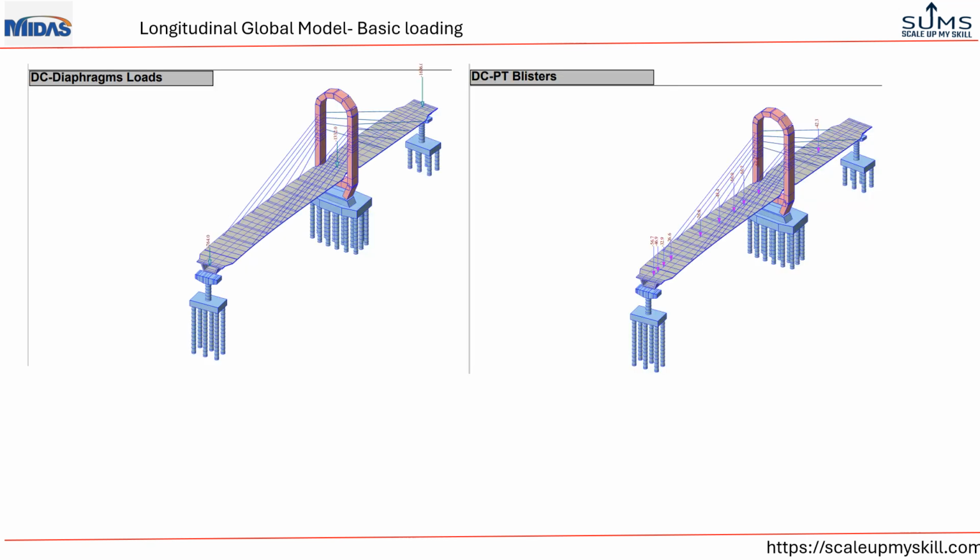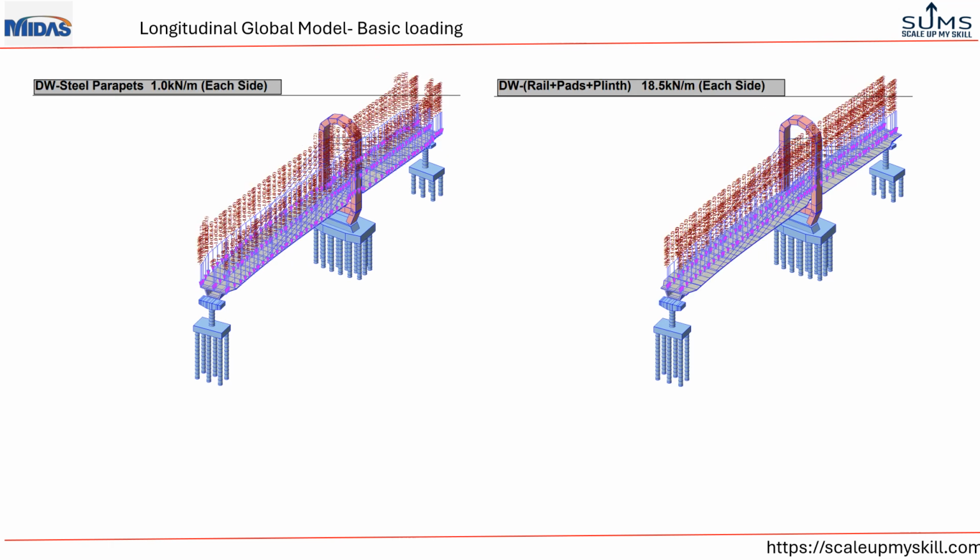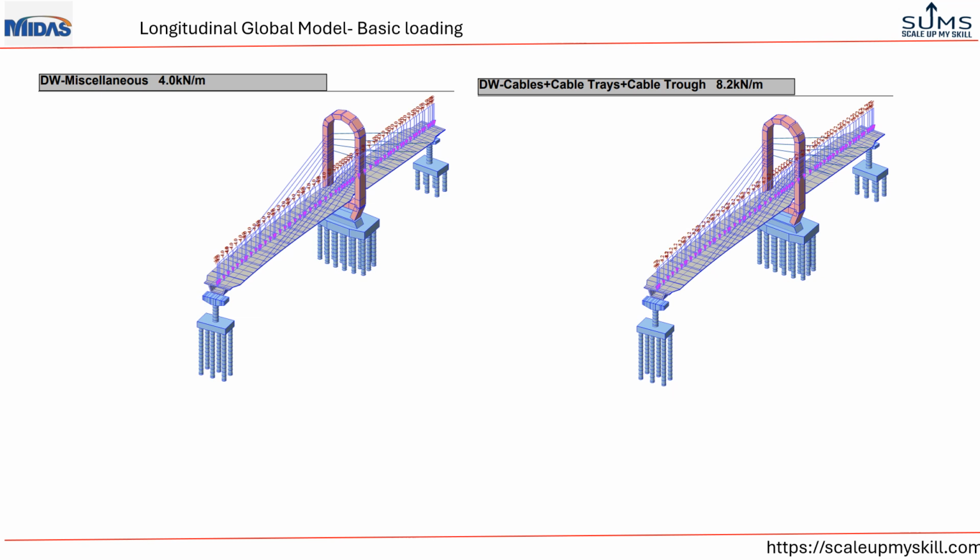Diaphragm load and blister load are applied as point loads as shown here. Dead load due to cable stressing beam is applied as a point load at both ends of the deck, and handrail load is applied as a UDL on both sides of the deck. Steel parapets, rails, pads and plinth load are applied on deck as a UDL as shown here. Miscellaneous load and cables, cable trays and cable trough load are also applied as a UDL as shown here.